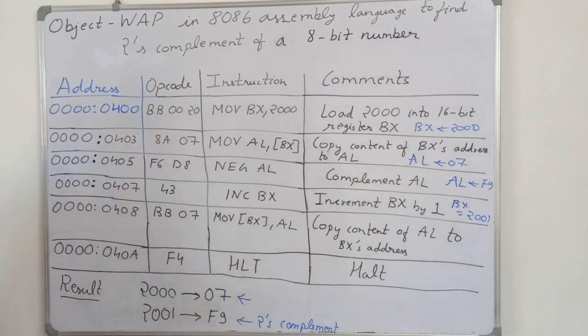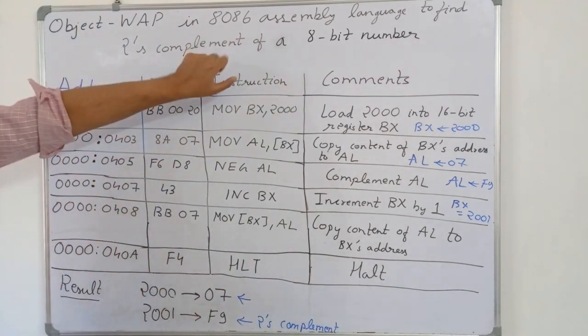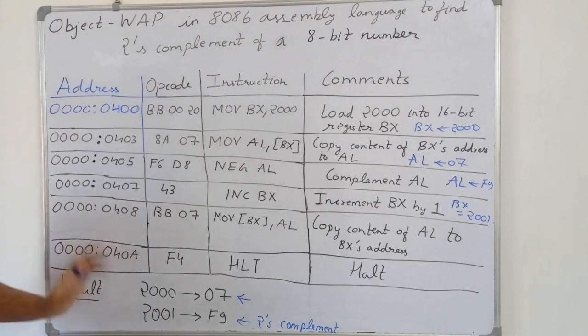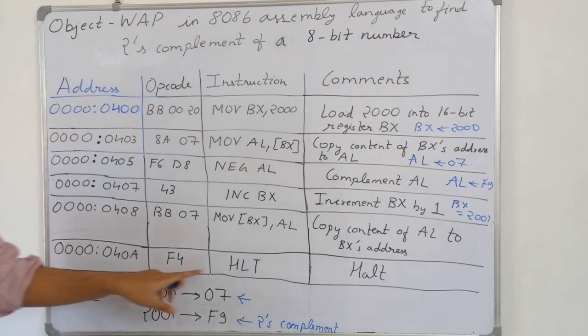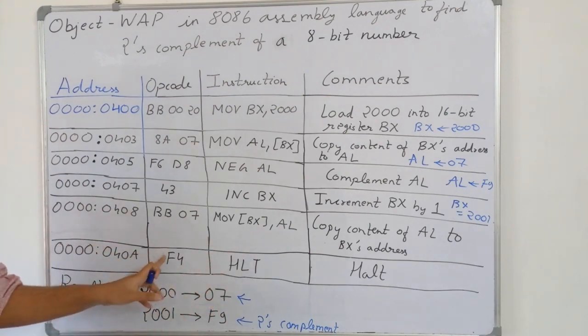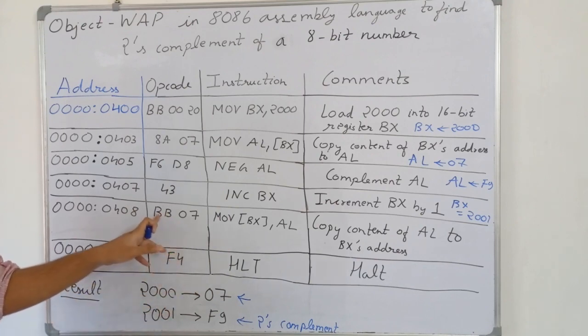So we have achieved our objective. Our objective was to find the 2's complement of an 8-bit number, and we have achieved it. So we will finally halt the program. F4 is the opcode for halt.